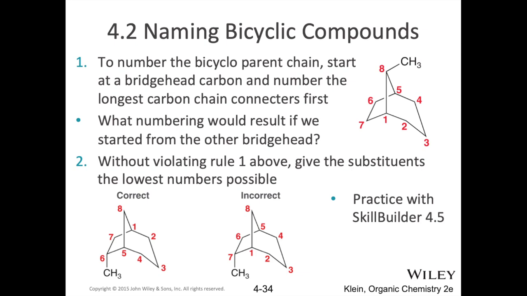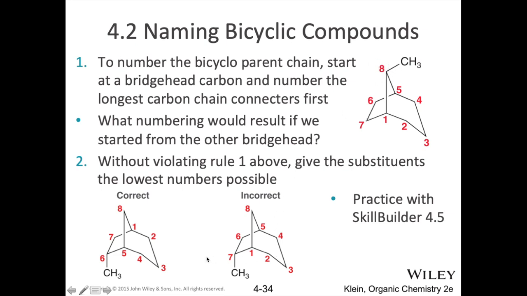Basically, in this example here, we have a 3-carbon bridge, a 2-carbon bridge, and a 1-carbon bridge. So we start off with one bridgehead, and we number through the longest bridge: 1, 2, 3, 4, 5, going to the second bridgehead. Then we go through the second bridge, so continuing from there, 6, 7. And then the last bridge has that 8th carbon.